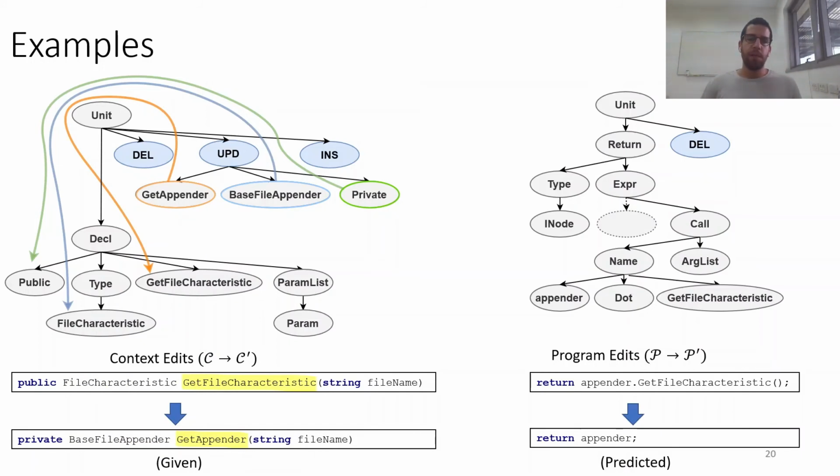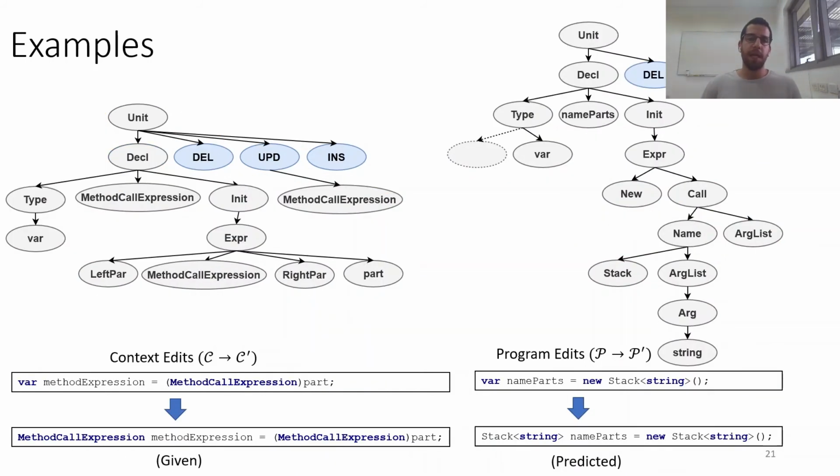Since the return type of the method was changed, the return statement in P must be changed as well. The renaming of the method to get appender may have also hinted to our model that an appender object should be returned. Our model successfully predicted a desirable edit, which is changing the return statement to return an appender object. This example shows how context edits are important in predicting edits in a program by providing information about the changes in the return type and the method name.